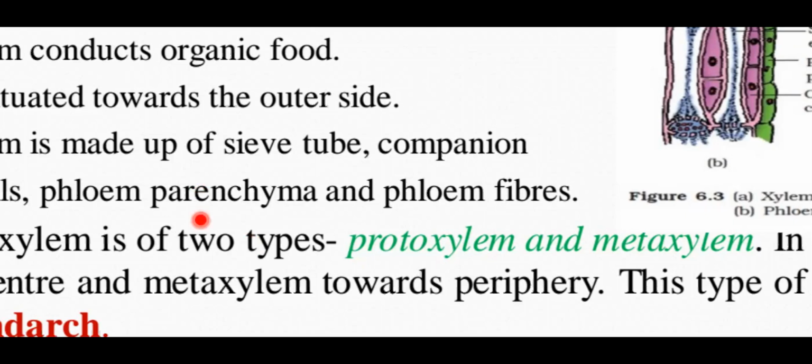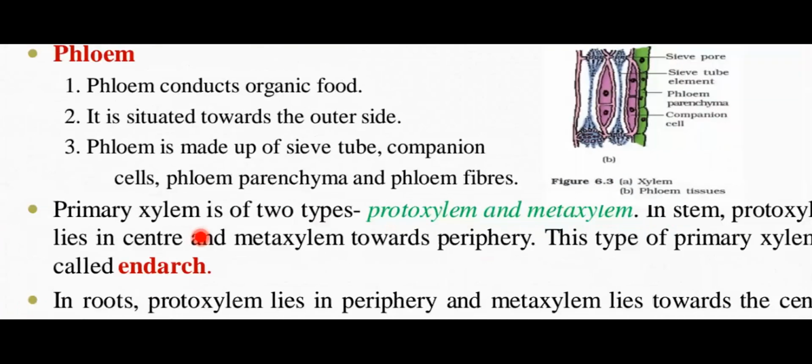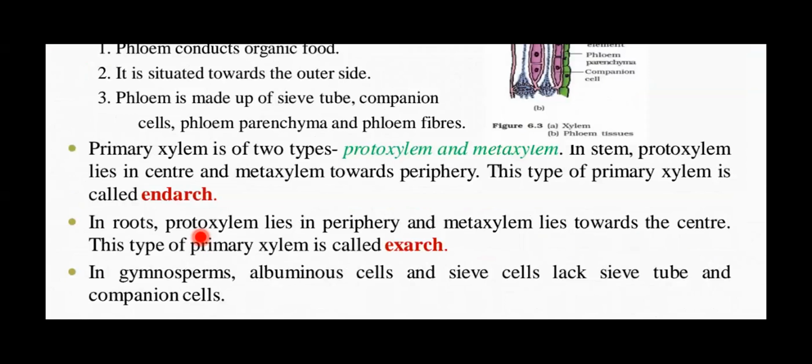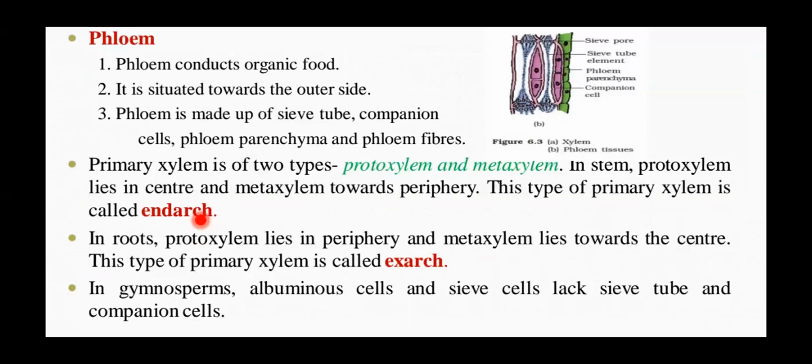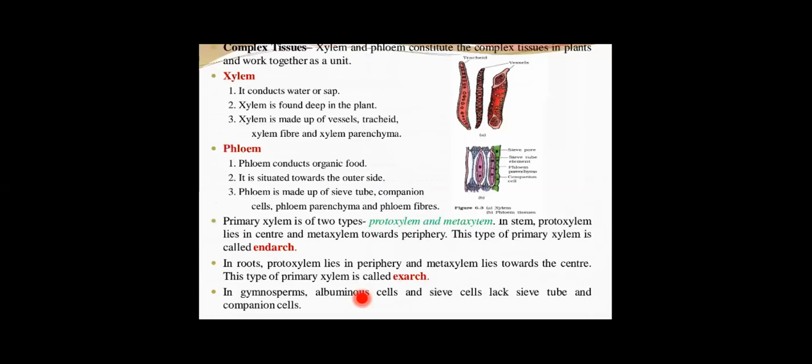This is again an important point. Phloem parenchyma is absent in case of monocots. And one more thing here is that primary xylem is of 2 types. First formed xylem is called protoxylem, later formed is called metaxylem. Similarly, we have protophloem and metaphloem. Depending upon the arrangement, when the protoxylem is in the center, the condition is called endarch. When it is at the periphery, the condition is called exarch. This is important with respect to xylem.